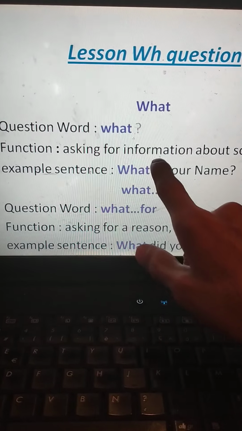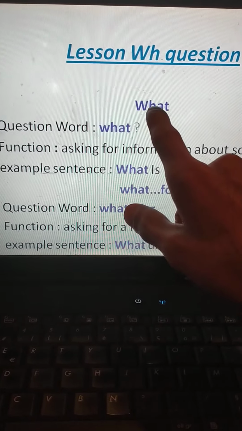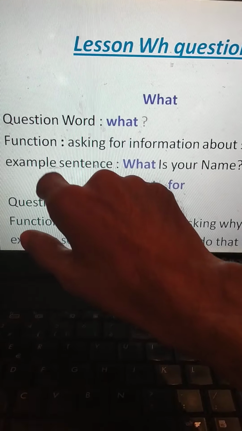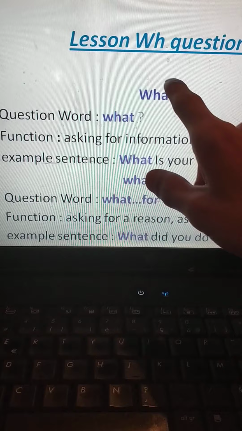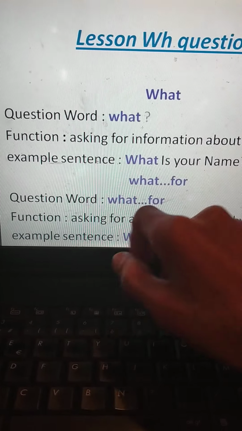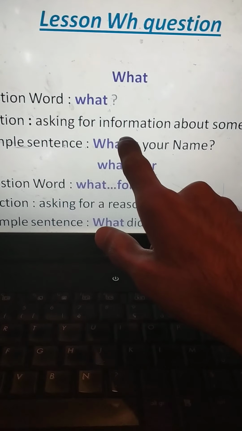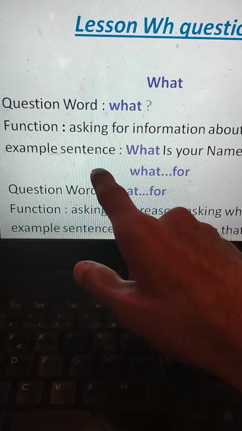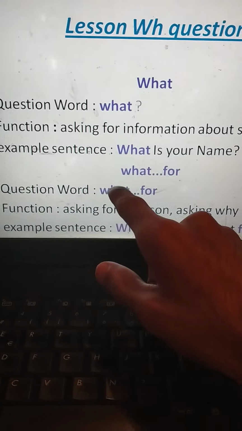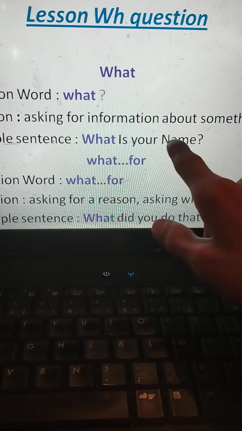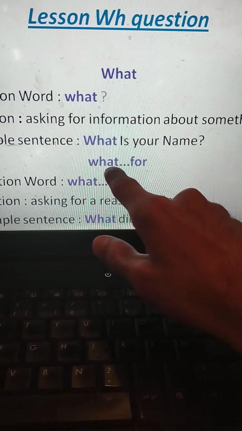The first word is what. Question word is what. What is the function of the word what? The function of the word what is asking for information about something. Example sentence: what is your name?